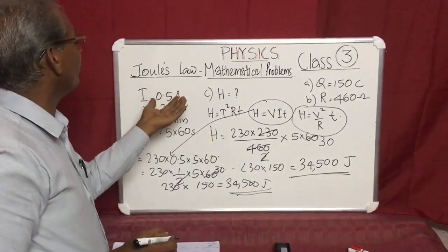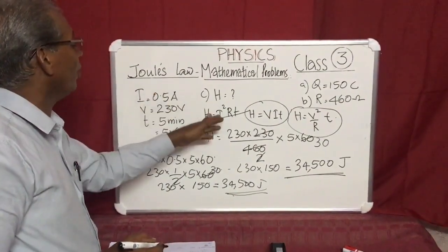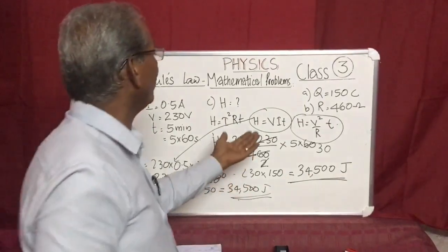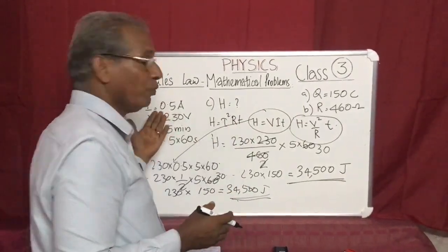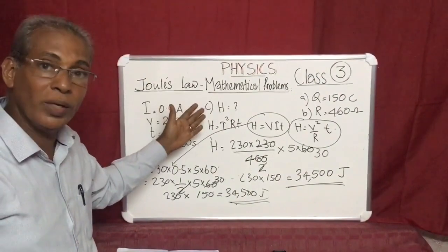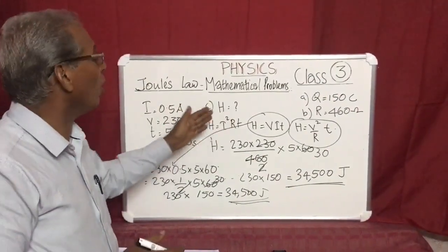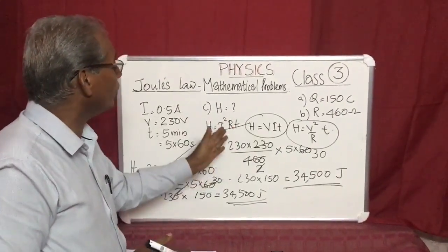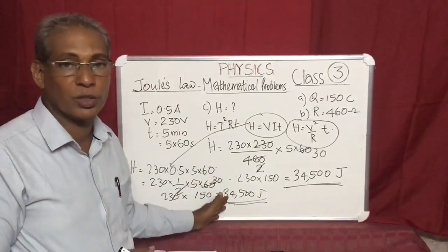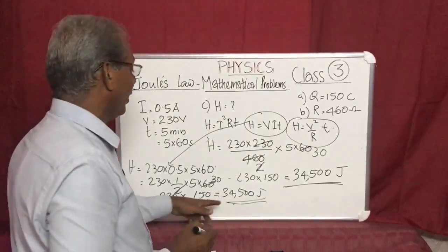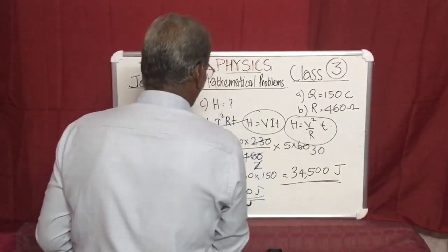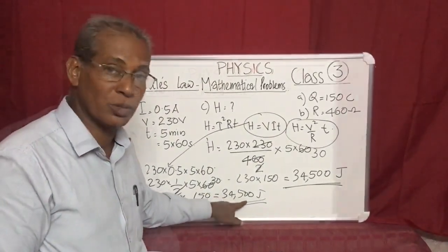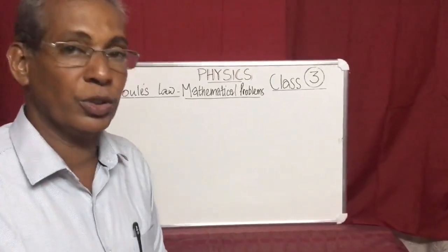And if you are comfortable with 0.5 square, 0.5 into 0.5, we can do this also. Sometimes we have to do it, there will be no choice. So we have to do 0.5 into 0.5, 0.25, and substitute like that. You can practice it. Anyway, if you do all three and compare, we get the same answer, 34,500. Thus answer C, the heat produced in 5 minutes, is 34,500 joules. Now we will do one more question today.